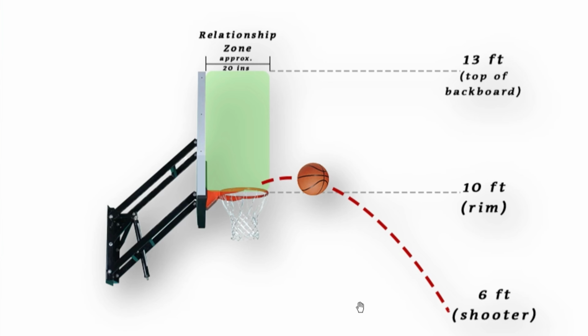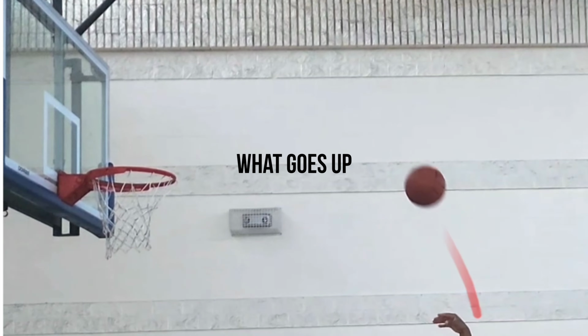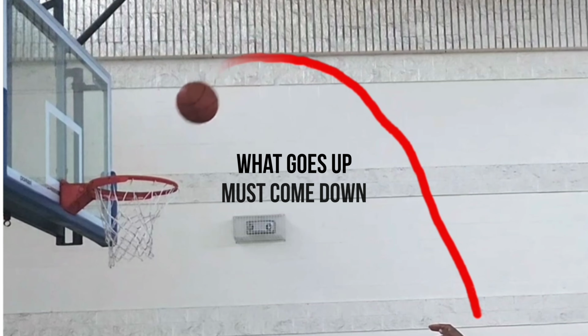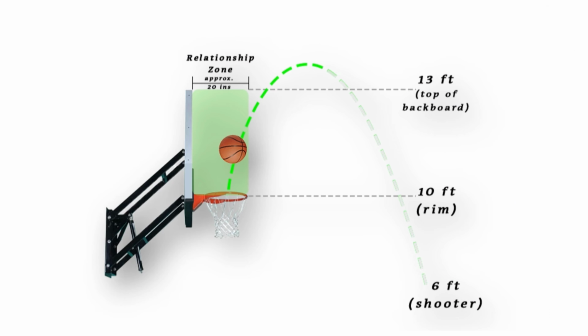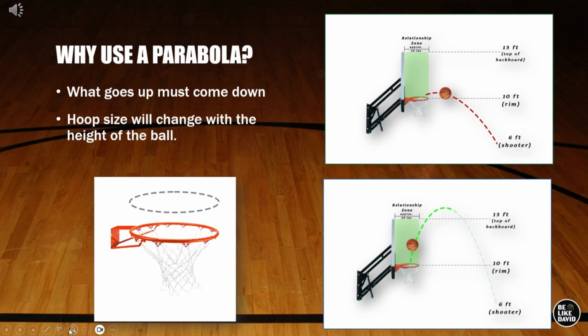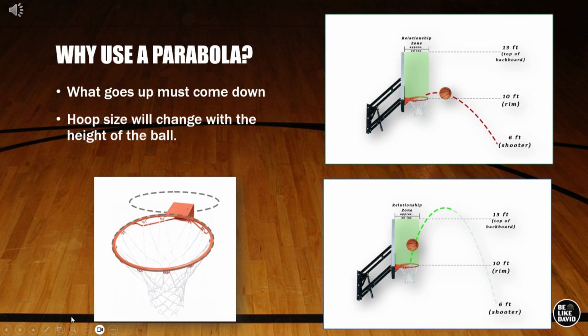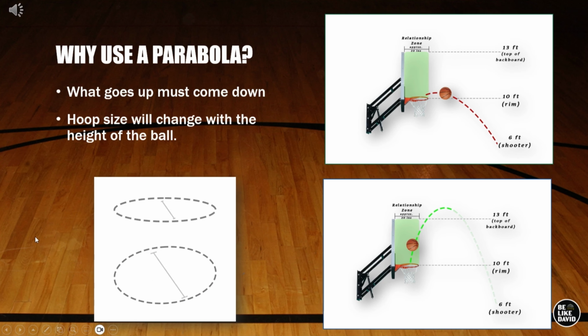Try to remember this rule of thumb. What goes up must come down. Notice the difference. These slight differences in trajectory will be the major determining factor of success when shooting baskets.